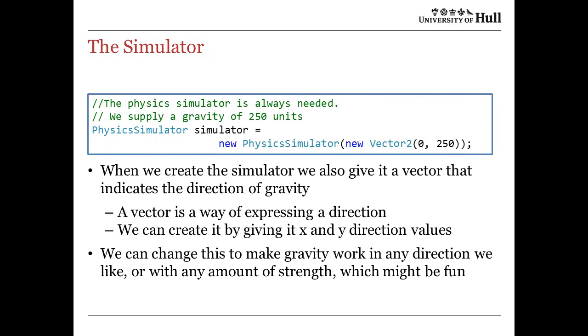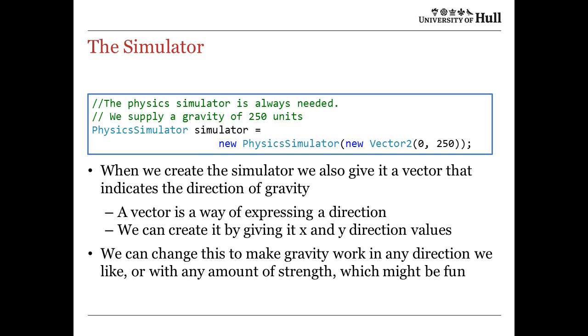And the interesting thing here is this vector. Now, a vector is a way of expressing direction and distance of movement. And it's broken down into two components, the x component and the y component. And so I've got an x component of 0 and a y of 250.